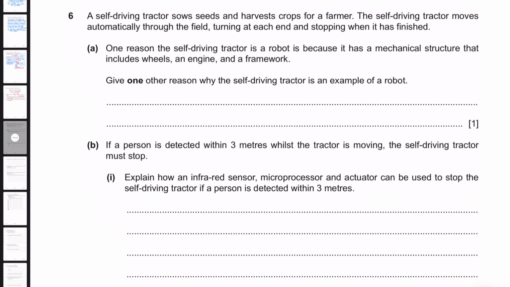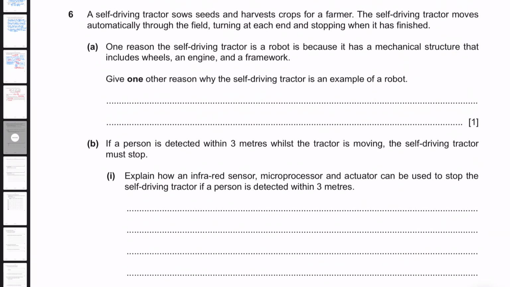Well, look, we've moved on now to robots. So question 6. A self-driving tractor sows seeds and harvests crops for a farmer. The self-driving tractor moves automatically through the field, turning at each end and stops when it is finished. One reason the self-driving tractor is a robot is because it is a mechanical structure that includes wheels, an engine, and a framework. Give one other reason why the self-driving tractor is an example of a robot.